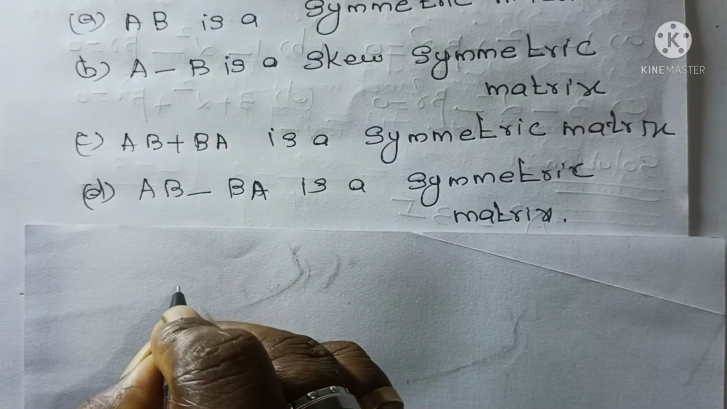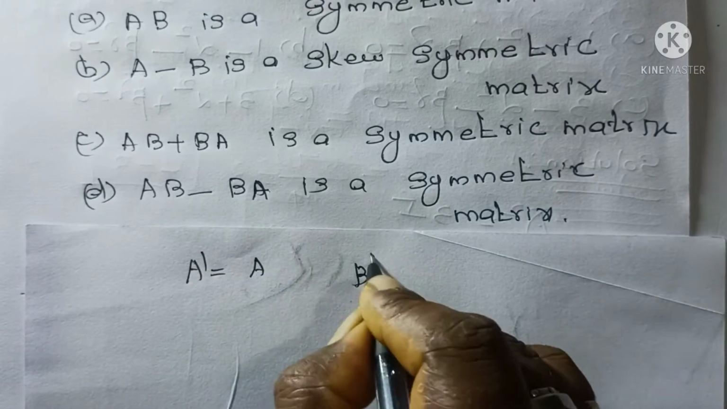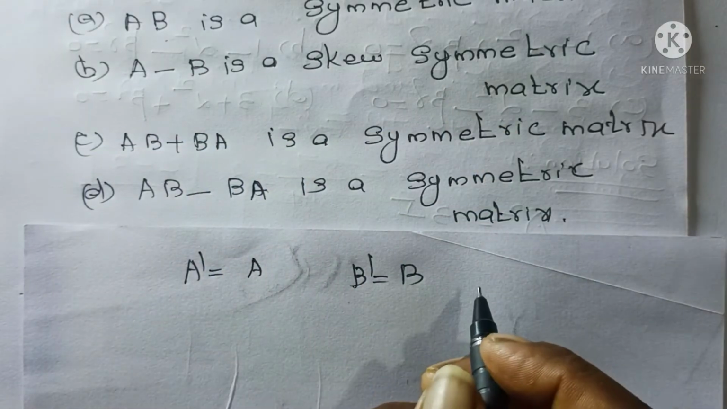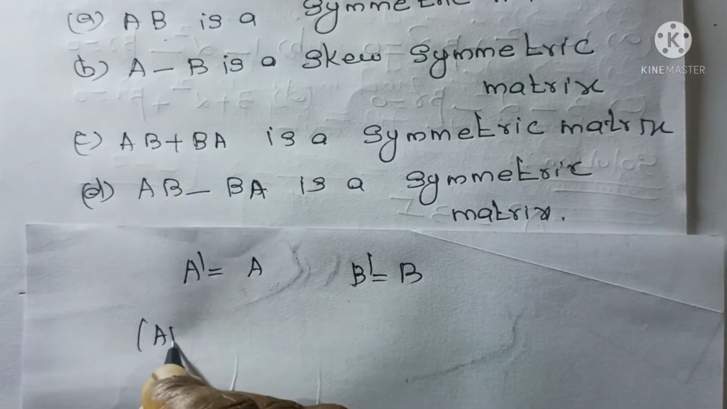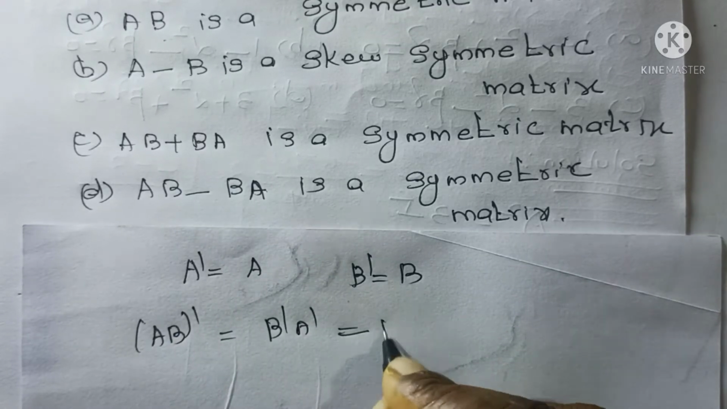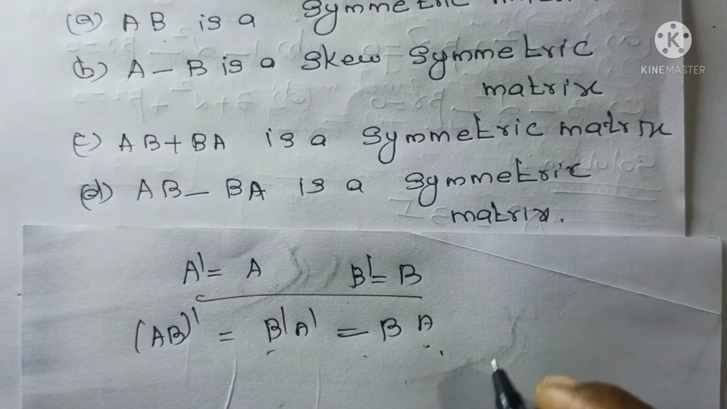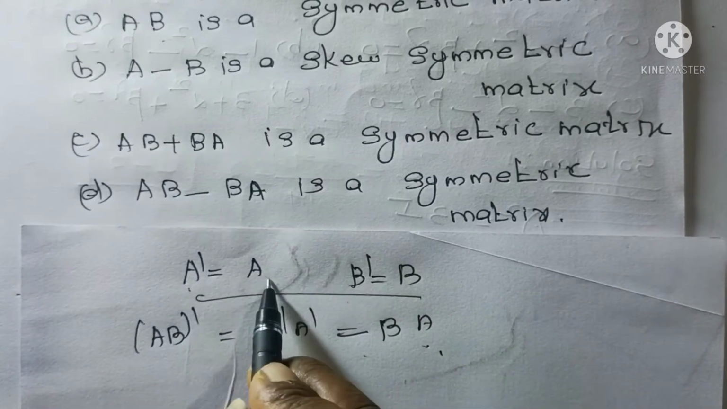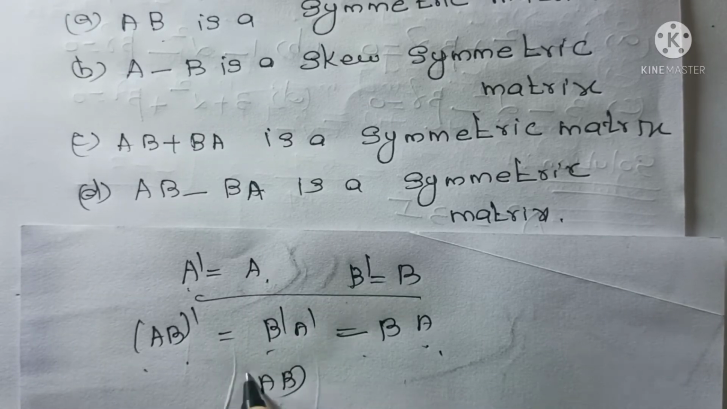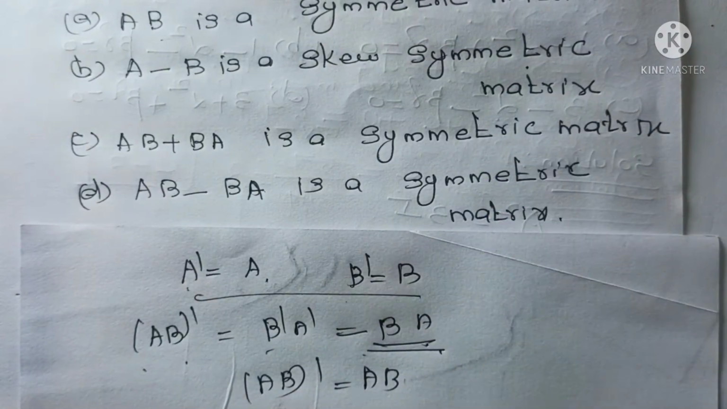A and B are symmetric matrices, correct? So A dash is equal to A, and B is symmetric means B dash is equal to B. First you have to check the first option, whether AB is a symmetric matrix. So AB the whole dash is equal to B dash A dash, which is equal to BA. You have to substitute this value here, so you got BA. But what is the condition for a symmetric matrix? A dash is equal to A. If AB is a symmetric matrix, you have to get AB the whole dash equal to AB. But here it is BA. So the first option is not correct.